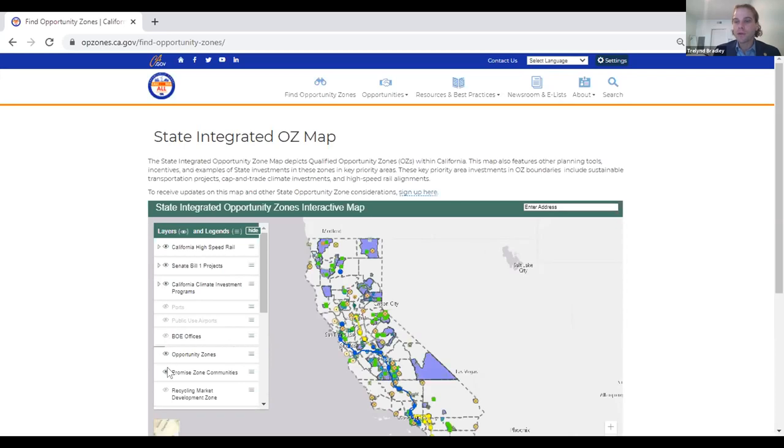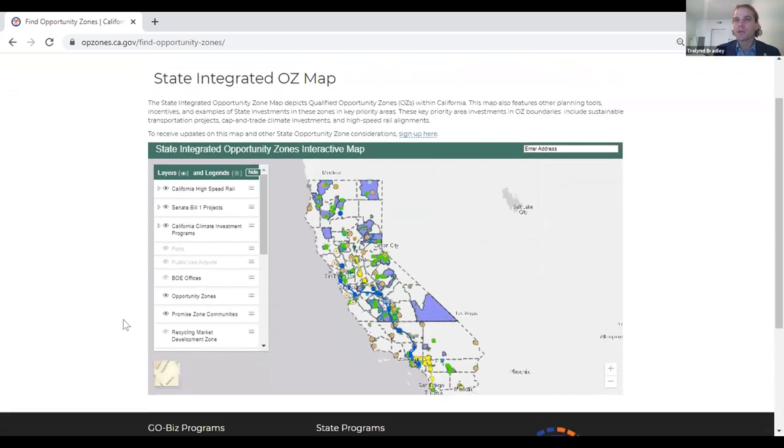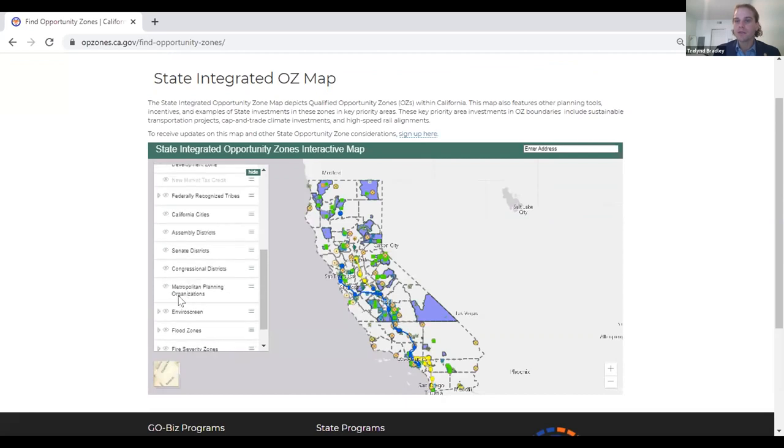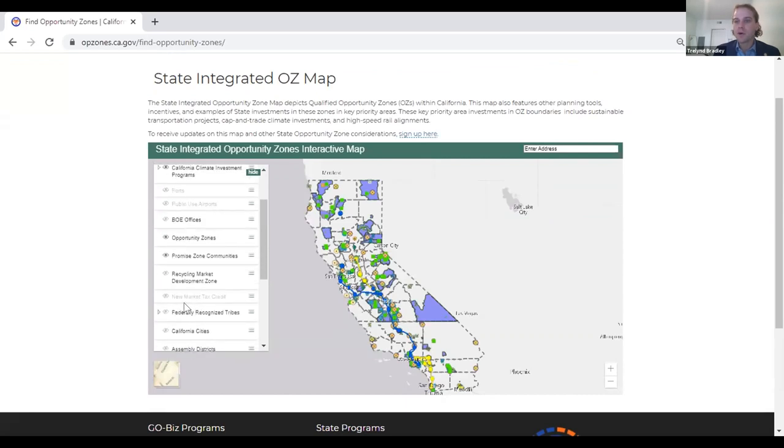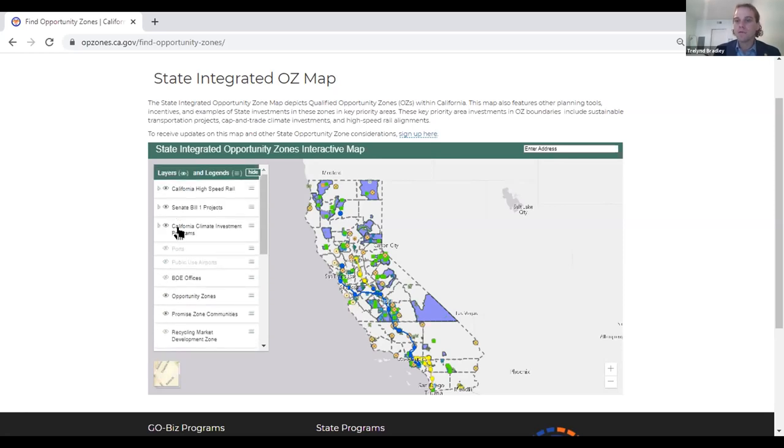We updated our fields within our mapping tools to be able to have communities, investors, and developers see different parts of planning within the development process in opportunity zone execution. Where we have a program called Recycling Market Development Zones, which provides low cost financing. Where are the promise zones within California? Where are the investments that the state is making in climate or SB1 with transportation? Or where are high speed rail stations going to be, for example?